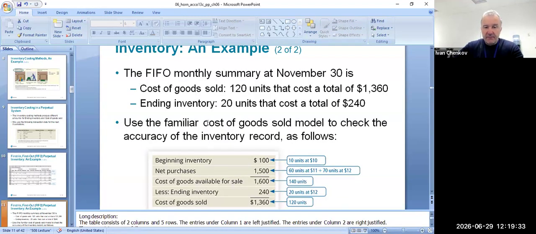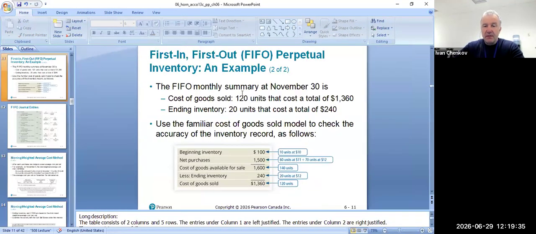So again, with first in, first out, the summary for the month of November: we had a beginning balance of $100. We purchased 1,500. Available for sale, 1,600. Ending inventory 240, cost of goods sold 1,360. That will be the summary of what we did.